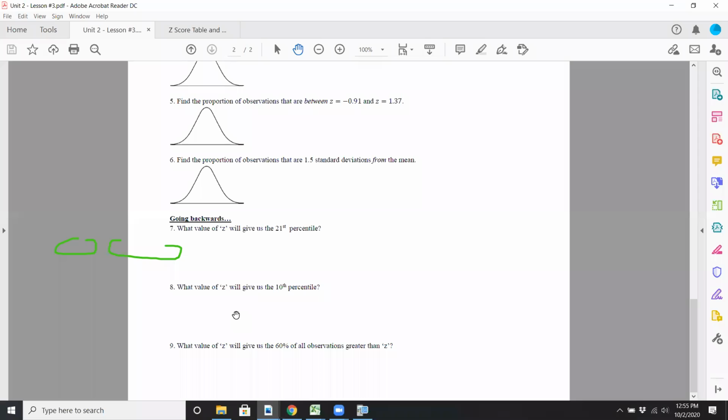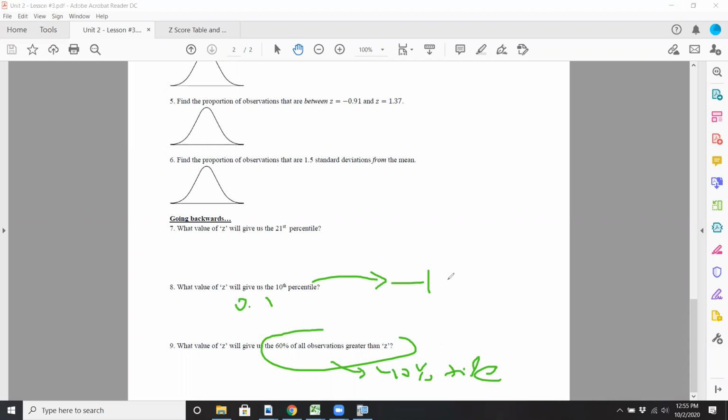So go and try 8 and 9. What z-score gives a 10th percentile, and what value z will give us 6% of all officers greater than z? Now remember, if 6% are greater than z, it means you're at the 94th percentile. So you're going to use 0.94 as your input for one, and you're going to use 0.1 as your input for the other. Okay, if you work this out, you should get negative 1.28155. That's that z-score, and the other one should be negative 0.253.